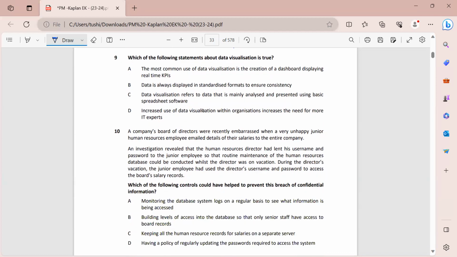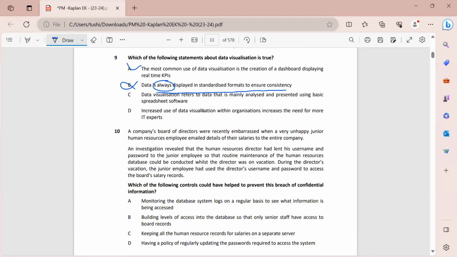Now, moving on to 9th, which of the following statements about data visualization is true? So this is the 9th question. The most common use of data visualization is the creation of dashboard displaying real-time KPIs. Yes, this looks correct to me. Let's see why the others are wrong. Data is always displayed in standardized formats to ensure consistency. This may be the always that makes the statement wrong.